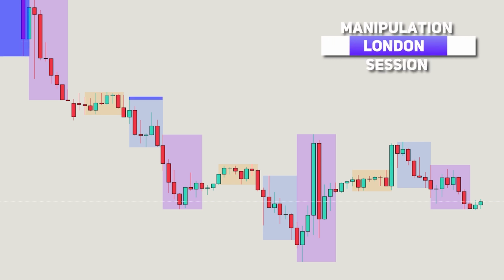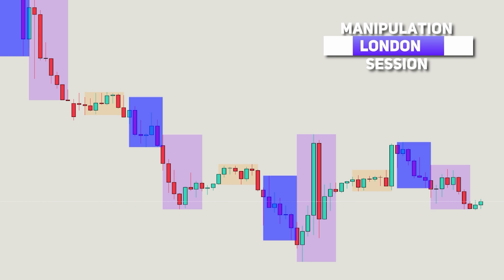Then comes the phase of manipulation. This is when the price sharply goes beyond the boundaries of the previous candles, most often to collect liquidity. Such movements are quick, often accompanied by an increase in candle range, and their purpose is to confuse retail traders. Closing the candle after such an impulse will provide a clue as to whether the move has been confirmed or whether it was a liquidity grab.